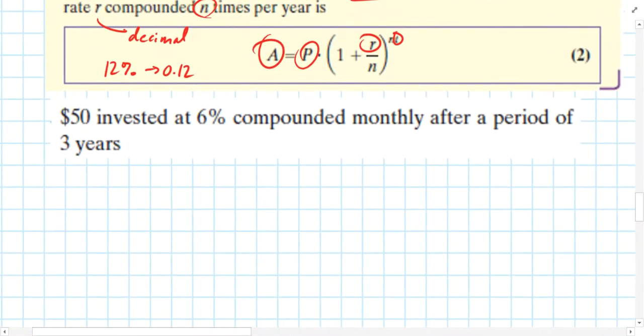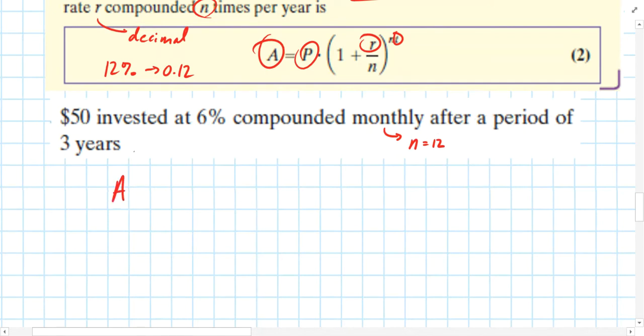So as a warm-up, let's just look at this particular example. Let's say we've got $50 that's invested at 6% interest compounded monthly, which means that N is equal to 12. And we'd like to know how much money is in the account after a period of 3 years.